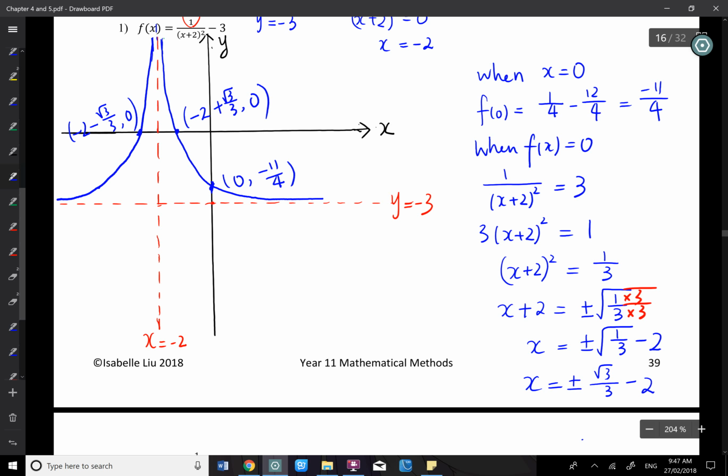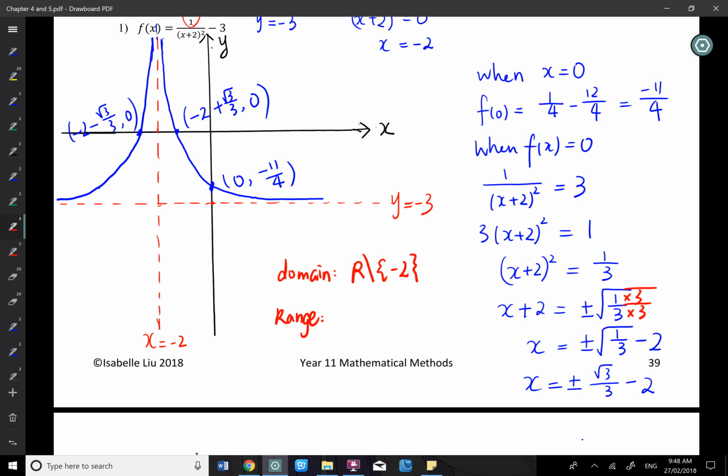And then we need to think about the domain and range. What's the domain? Yeah, all real numbers except -2. And what's the range? It can't be all real numbers. I don't have graph at the bottom.